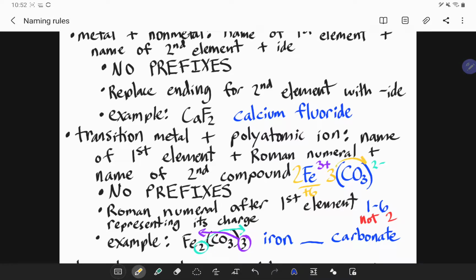Next, we have 3 negative 2 charges. So we have an overall charge here of negative 6. So the overall charge for this compound is 0, which is exactly in line with what we have here, because we had nothing written there telling us that there's no charge there.